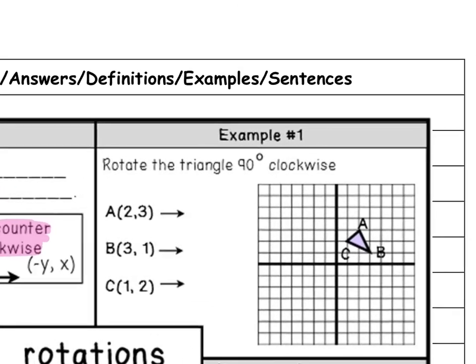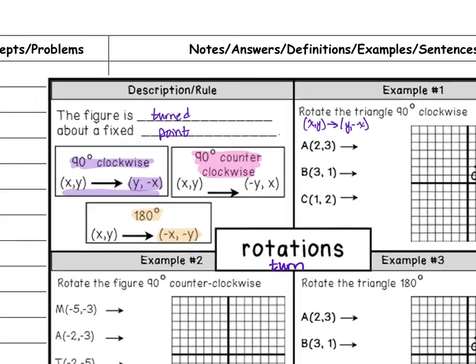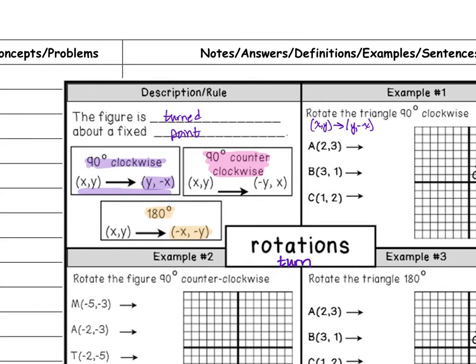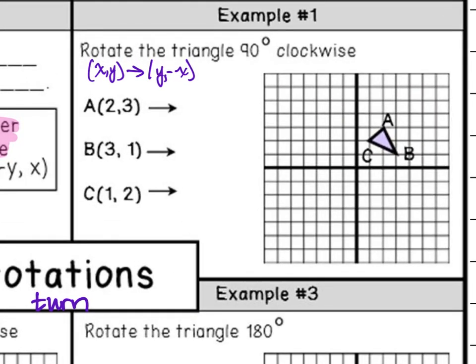So basically, the rule says if it's 90 degrees clockwise, my X, Y goes to Y, negative X. See what that says? My Y's change signs and my X becomes negative. So I'm just going to use the rule. My X and my Y change position. So here's my Y, it becomes my X. And my X becomes my Y, but I change sign. So it should be 3, negative 2.